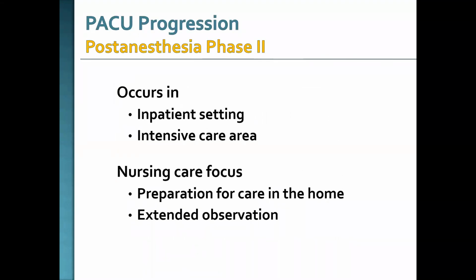Phase 2, page 343 and 344. Phase 2 care is in an inpatient setting. Nursing care focuses on preparing the patient for managing care at home or in an extended care environment, such as a rehab. Consider nursing care required during this time frame and equipment required to care for the patient adequately. Equipment would include the equipment that's required to care for the surgical procedure or condition of the patient.